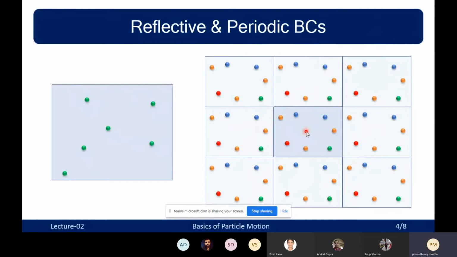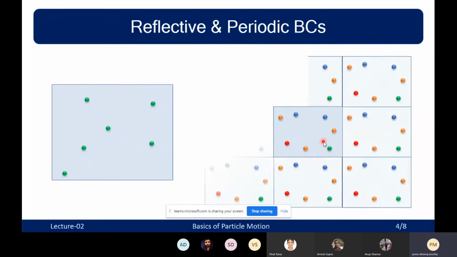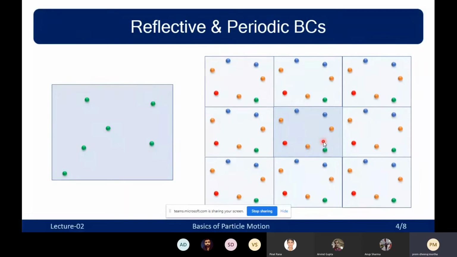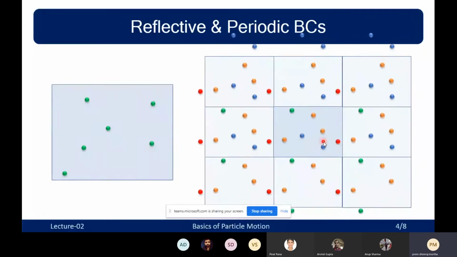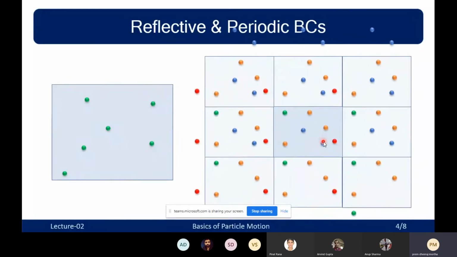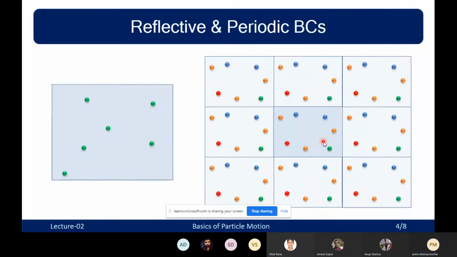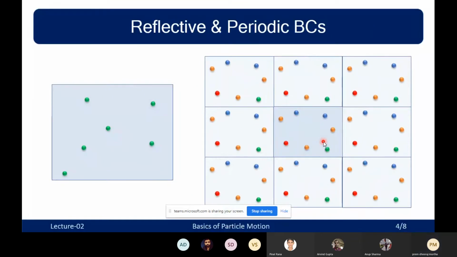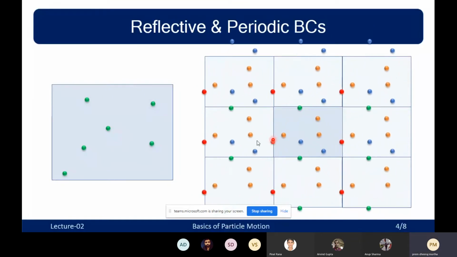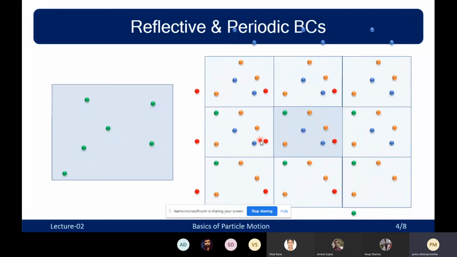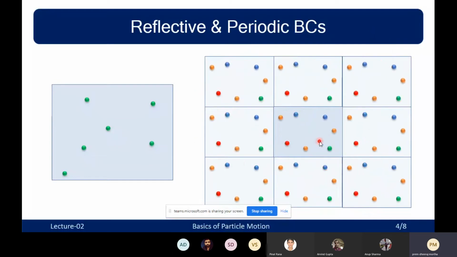You can also observe it for any other particles. All the yellow particles were contained inside the system even after the simulation is done. But if you observe the red particles, these red particles from the central system are trying to go towards this direction. And the particle from this image has crept into our system.